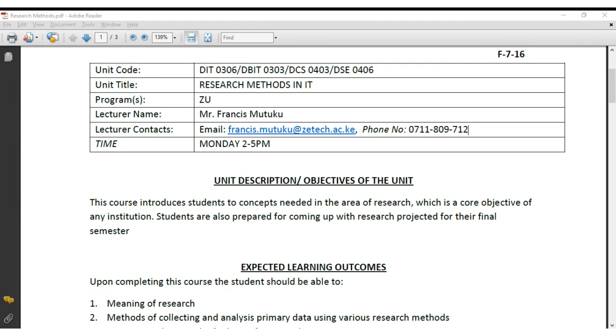So I wish that we start off with the unit itself, with the content, so that we can proceed. So let's begin with chapter 1, and I'm going to share the screen. Let me share this screen for you so that you can see research methods.